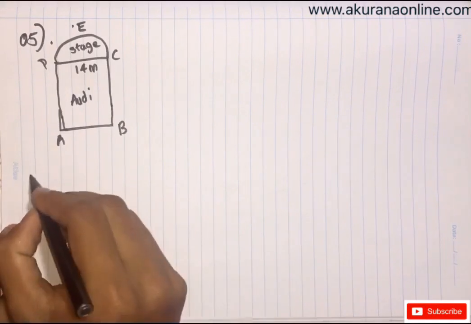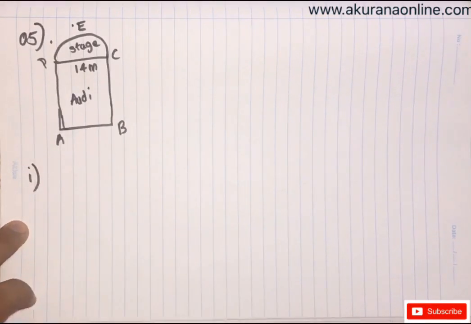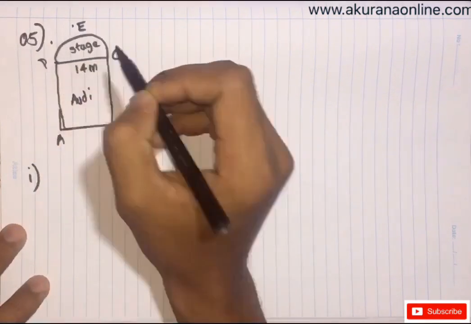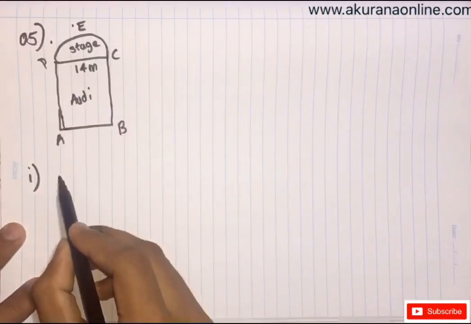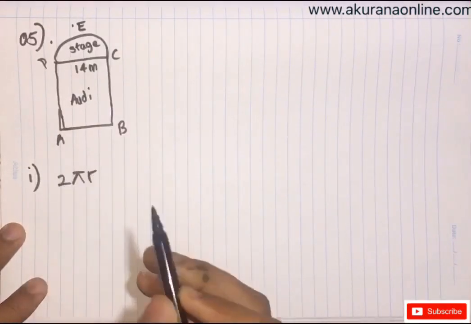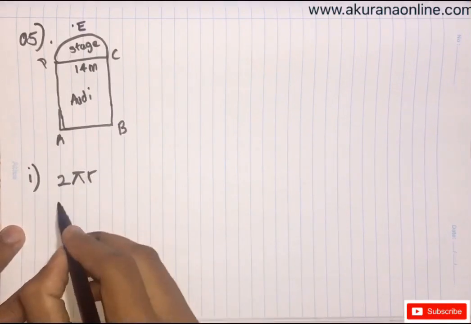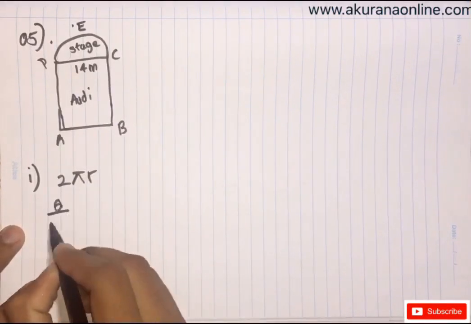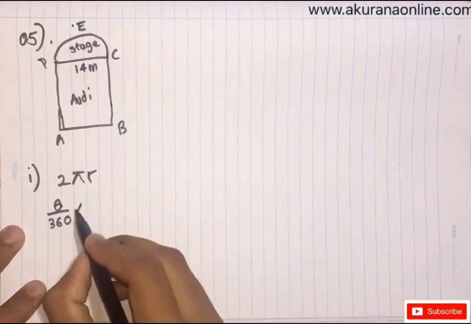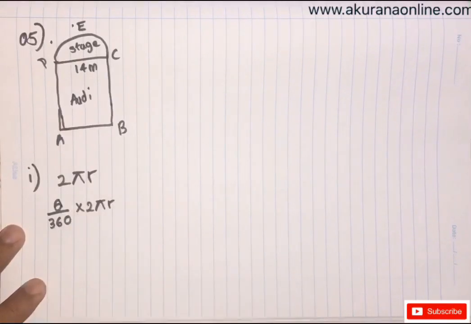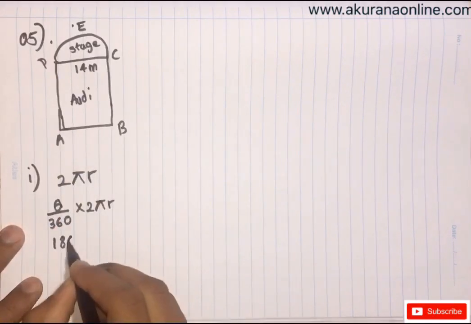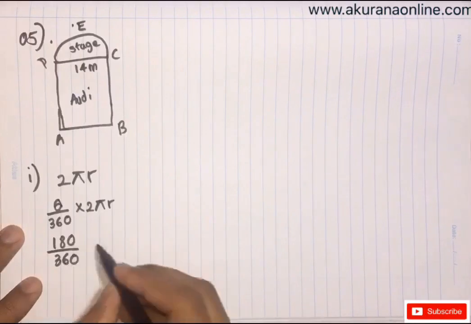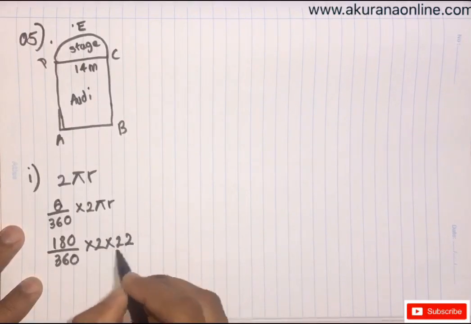And Roman number 1. Find the arc length of the semicircle CED. You have to find only this part. What is the equation to find the circumference of a full circle? Of a full circle, you have 2 pi r. But since this is a part of circle, you have already learned that theta over 360 into 2 pi r. So theta here is 180. 180 over 360 will give you half. I'll write it, okay. 2 into 22 over 7.